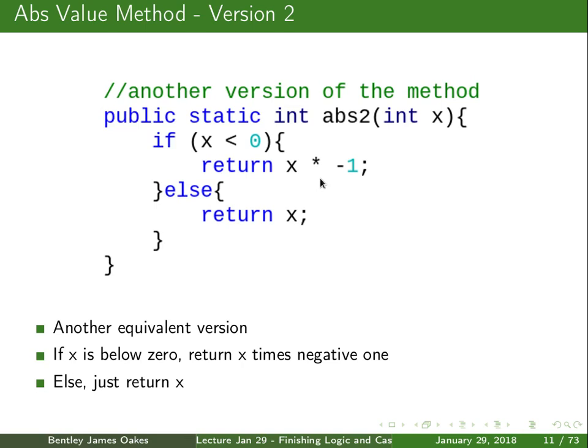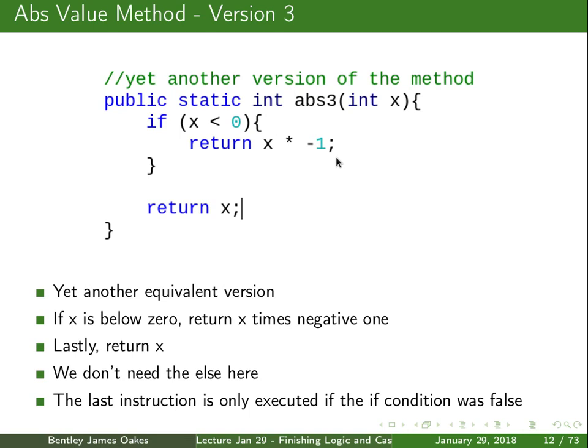And then I showed you guys this third version where we do, if x is less than 0, we return x times negative 1. And then we don't have an else case here. We just have return x. And we don't need the else here because the last instruction is only executed if this block wasn't executed. So if x is less than 0, then x times negative 1 will be returned. Otherwise, we're just going to return x. So here are 3 different versions of the absolute value method. They all work the same.